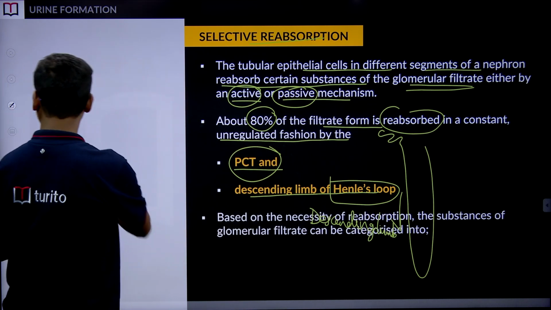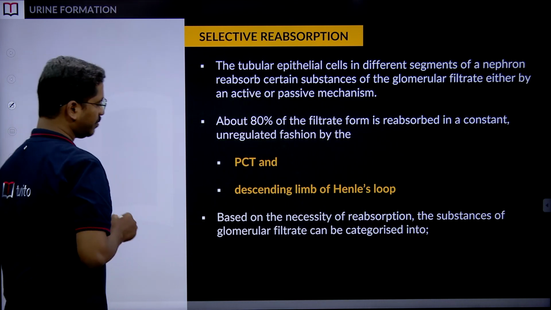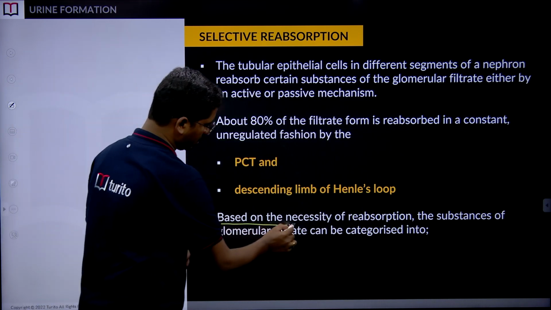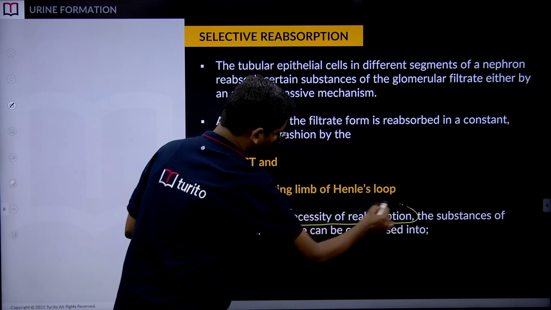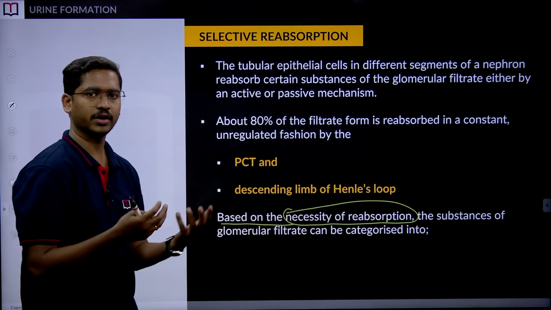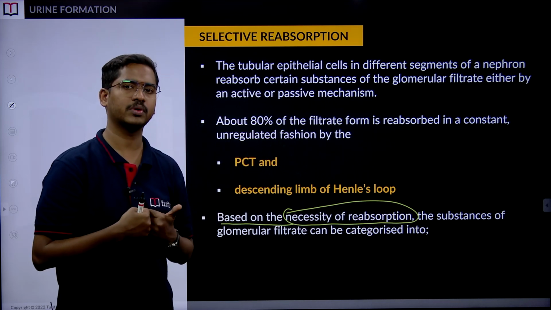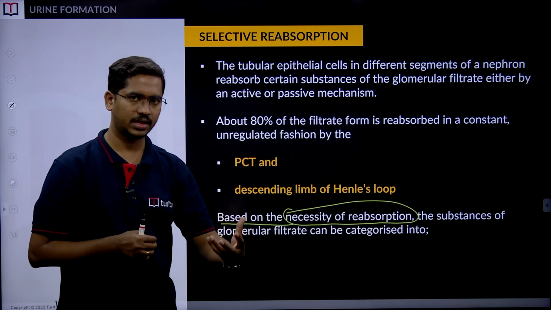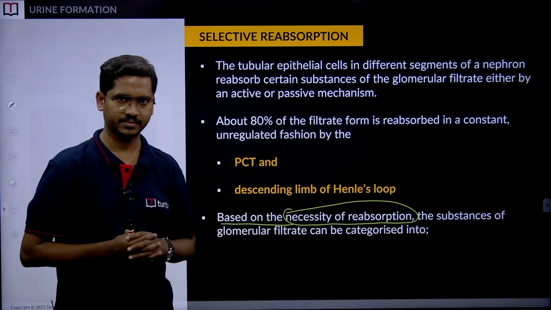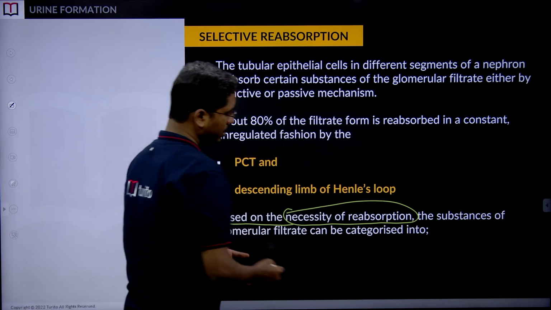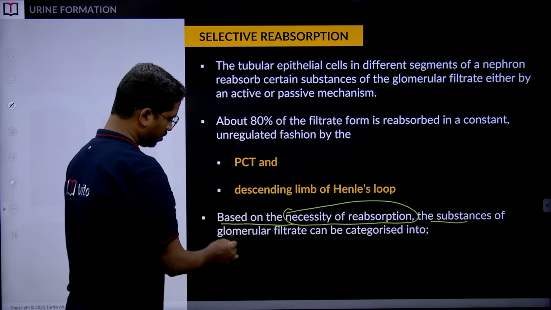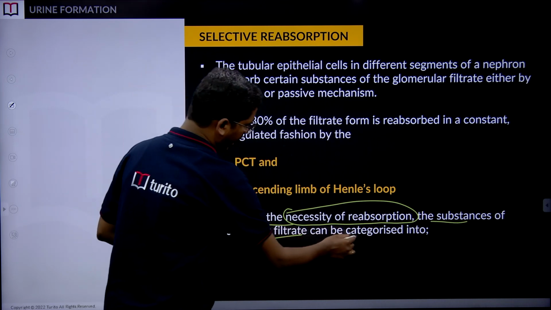Now, how much is to be absorbed? That is based on the necessity of reabsorption. You cannot always expect 80%. It may increase, it may decrease depending upon the fluid nature present in the blood. Now, you see the substances of glomerular filtrate can be categorized.